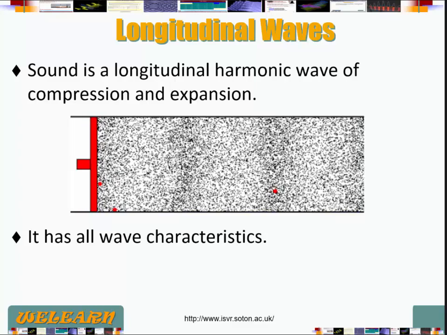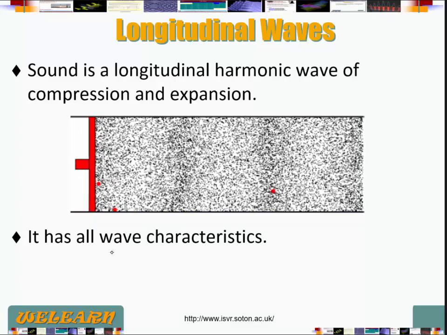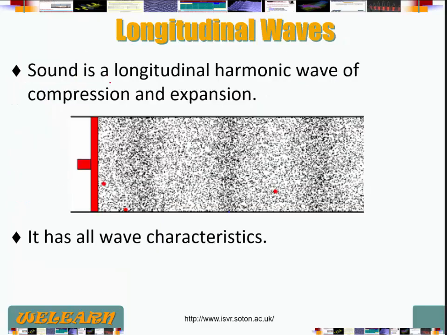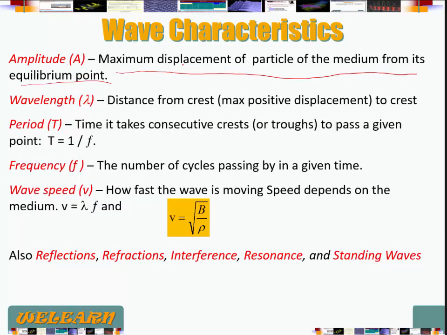Now, longitudinal waves, in particular sound waves, have all wave characteristics. What do we mean by that? A sound wave is going to have an amplitude, which is the maximum displacement of the particles of the medium from the equilibrium point. Or in this case, since we are going to talk about expansions and compression of air, it's actually the change in pressure in the air. So we can think of the sound wave as a pressure wave. And then we can think of the amplitude as the change in the air pressure, instead of thinking of it in terms of the displacement of the particles.